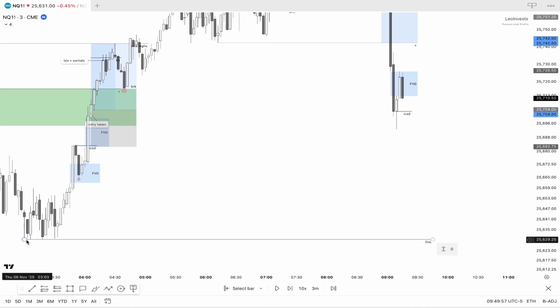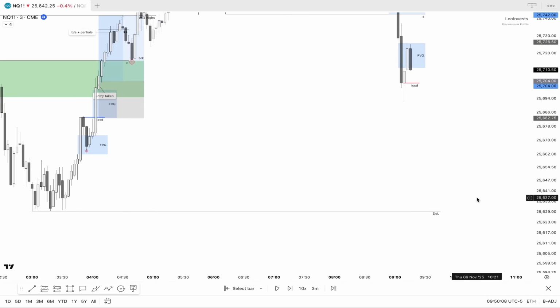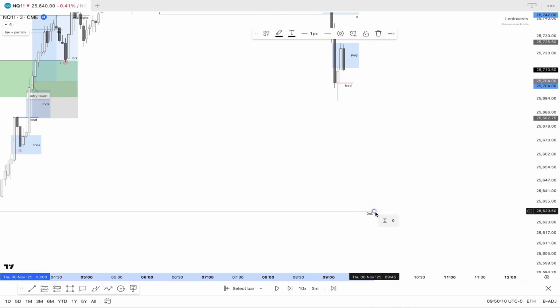And here we see the 3 a.m. low, as well as this 3:50 a.m., almost the 4 a.m. low here, become two relevant draws on liquidity. But the major draw that I'm looking for in the session today would be the London 3 a.m. low that I have marked here as our DOL.